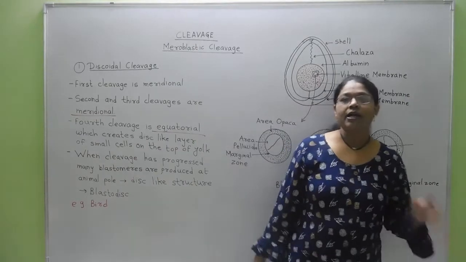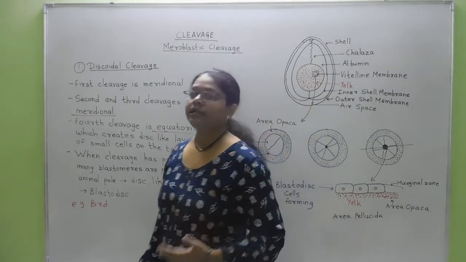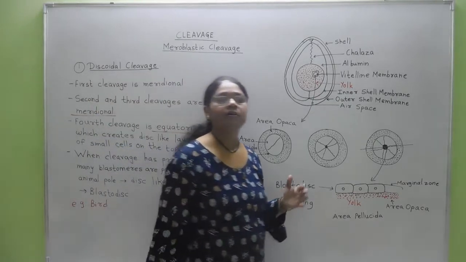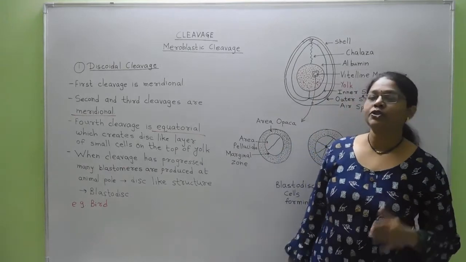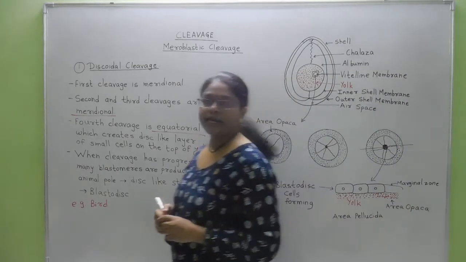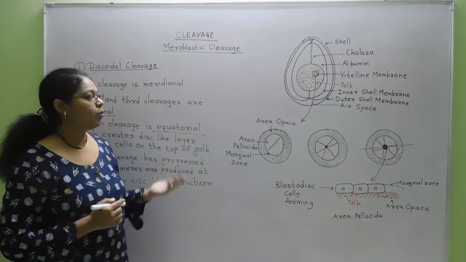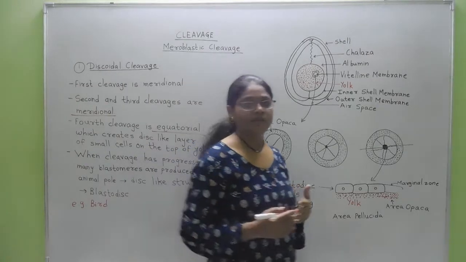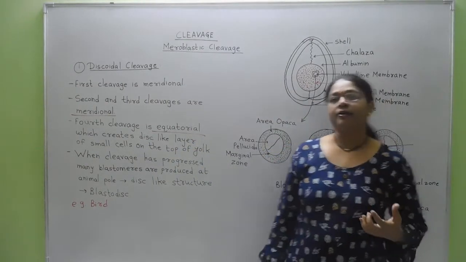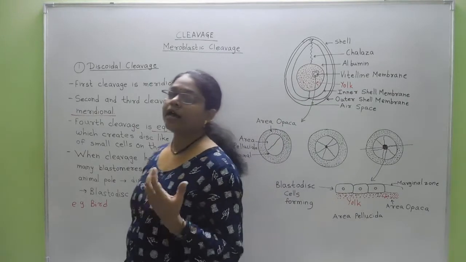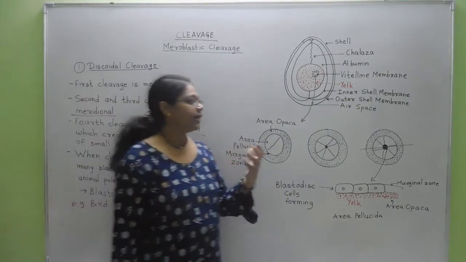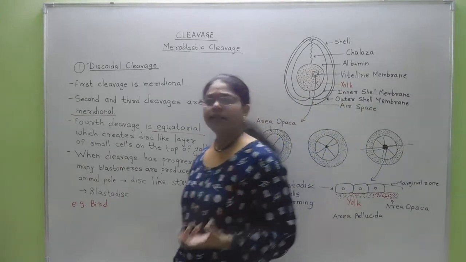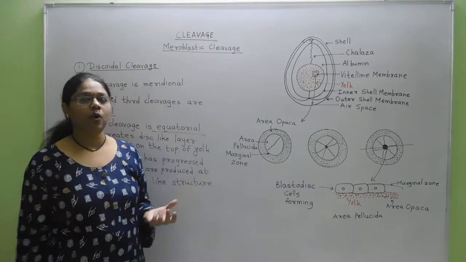What are the area pellucida and area opaca? We will see the details of this when we study gastrulation. So this is the cleavage, discoidal cleavage, which takes place in the telolecithal eggs of birds and most of the reptiles. It is a discoidal meroblastic cleavage because a disc-like layer of cells is formed at the animal pole, and this disc-like layer of cells is present above the yolk, and therefore it is called the discoidal cleavage.